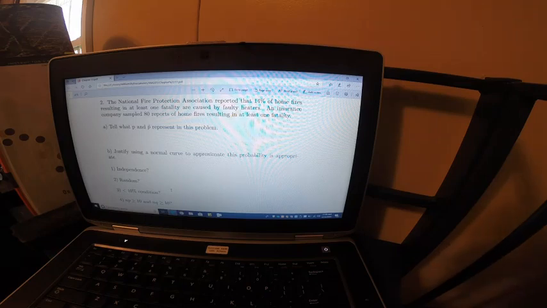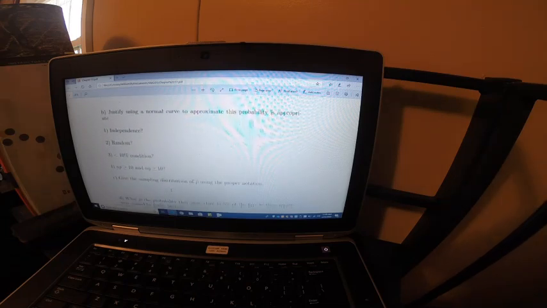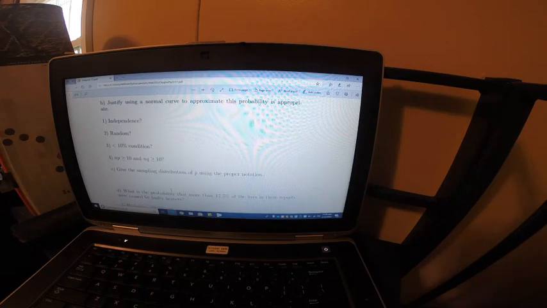B says justify that using a normal curve to approximate this probability is appropriate. So for B, we're going to show all of our steps here. Is it independent? Is it random? Do we have the less than 10% condition? Is NP and NQ both greater than or equal to 10? And if it is, we're going to give the sampling distribution of P hat using the proper notation. So let's do that on the board real quick.